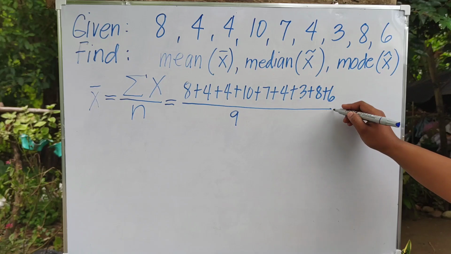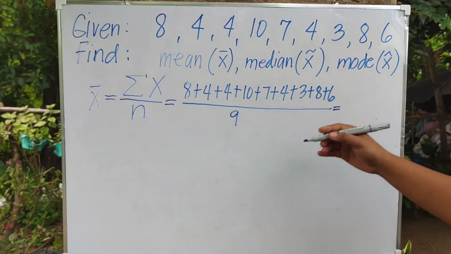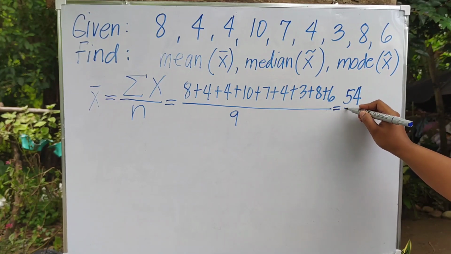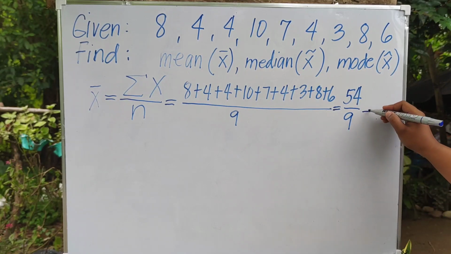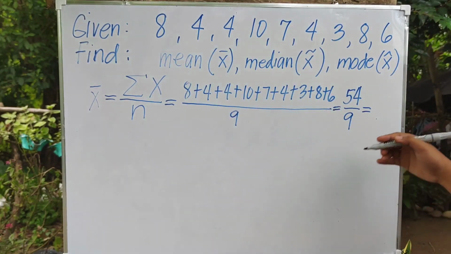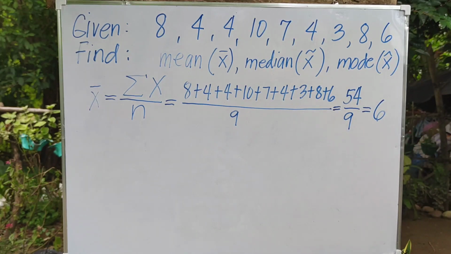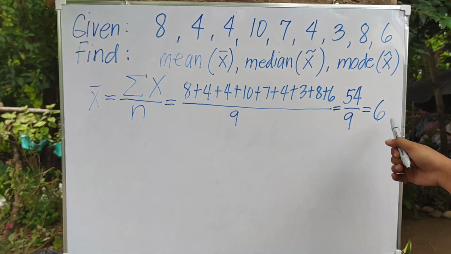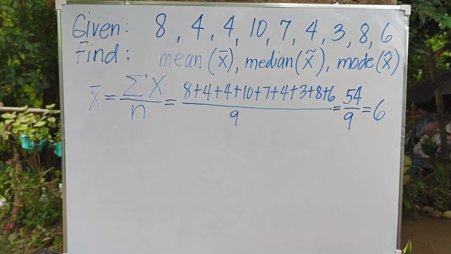The sum of these values is 54. Dividing by 9, we get the mean value of this set of values as 6. So we have the mean score, or the central value for this set, as 6.